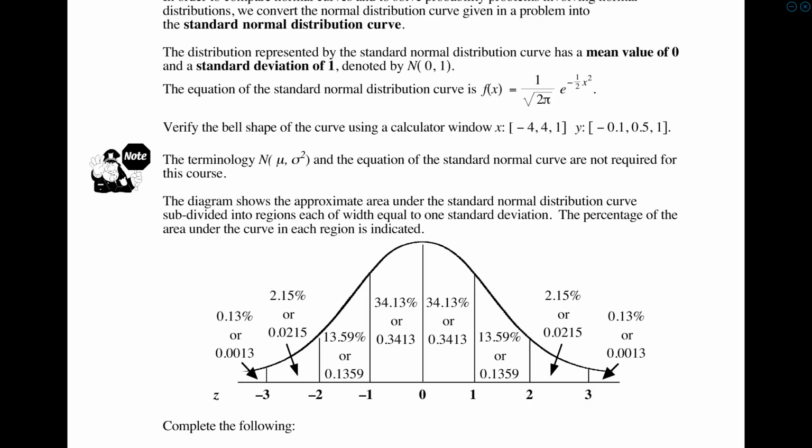Now, this is a little more precise on what we would call a standard distribution graph. Here's a normal distribution curve. It has a mean value of 0, standard deviation of 1. Each standard deviation is 1 on the x-axis. I would like you to graph y equals 1 over the square root of 2 pi times e to the negative 1/2 x squared.